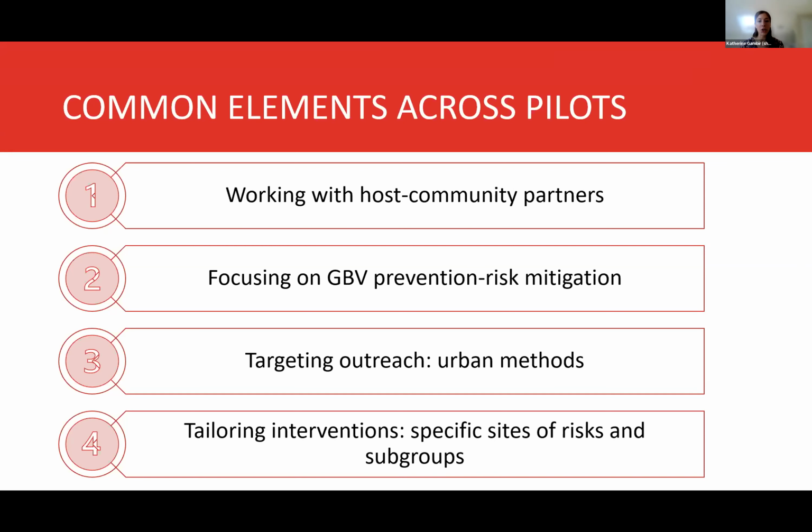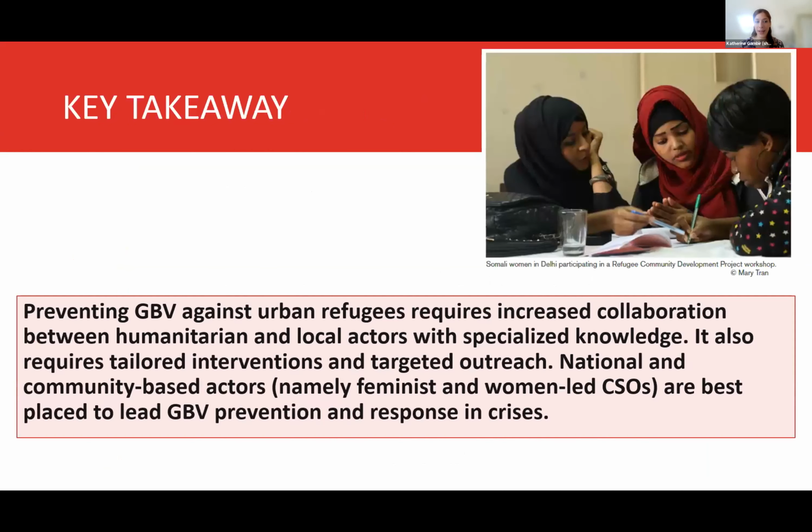Second, as discussed, each pilot engaged more than one GBV prevention risk mitigation strategy. Fourth, each pilot employed targeted outreach that tapped into existing community networks, including that peer-to-peer approach. And finally, interventions were targeted based on specific risks, opportunities, and subgroups.